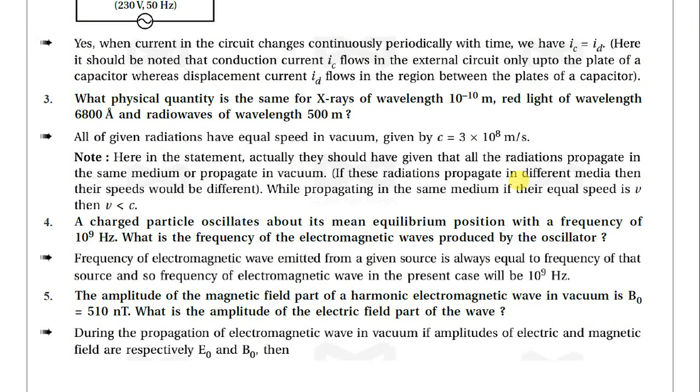A charged particle oscillates about its mean equilibrium position with a frequency of 10 raised to 9 Hz. What is the frequency of the electromagnetic waves produced by the oscillation? On that time, what will happen?